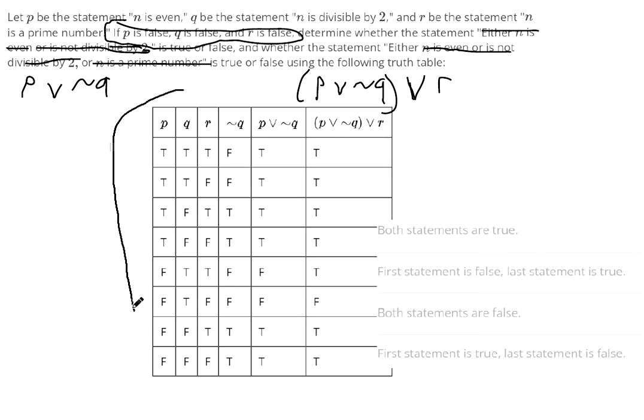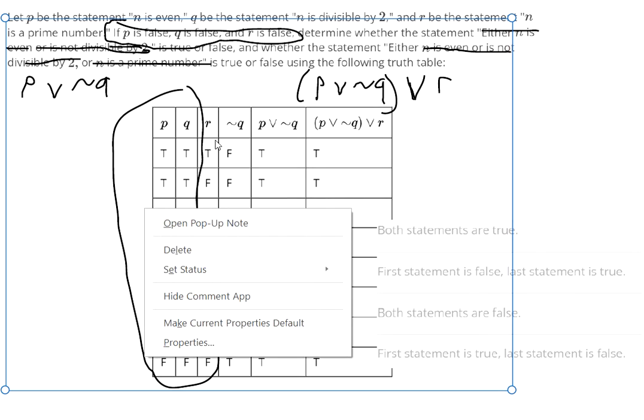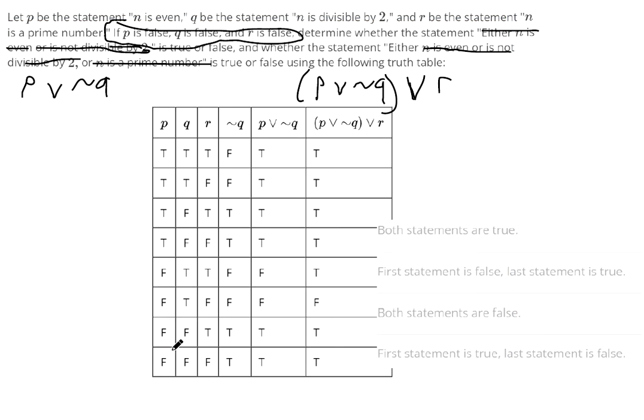So look through this part of the table, and they say P is false, Q is false, and R is false right here. Okay, so which of these statements are true? Well, the first statement is true because it has a T value in the table, and the second statement is true there. So both statements are true under these conditions.